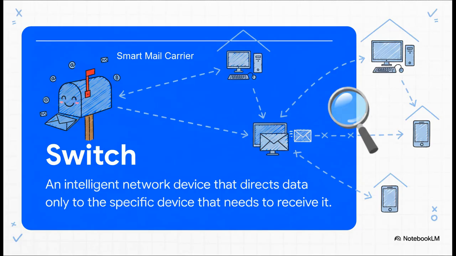Luckily, we've got something way, way smarter now, the switch. A switch is like a smart mail carrier. See, unlike the hub, a switch actually pays attention. It learns the specific address of every device plugged into it. So when your email shows up, the switch knows exactly which port to send it to and creates a direct, private line for that delivery. No more shouting, no more wasted traffic, just clean, efficient communication.